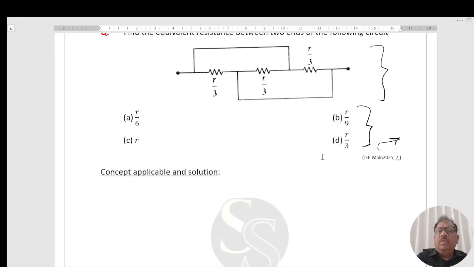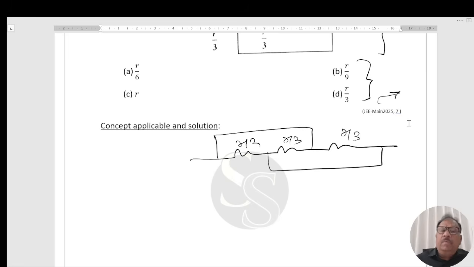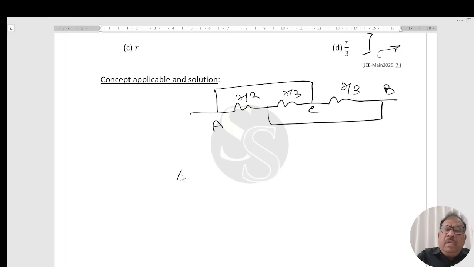In this case, we can redraw the circuit. This is R, this is R, this is R. One is wire this thing, one is wire this thing. R by 3, R by 3, R by 3. Right? इसकी nomenclature कर दी A, B, C. It means A and C are at same potential, means they are connected through wire.